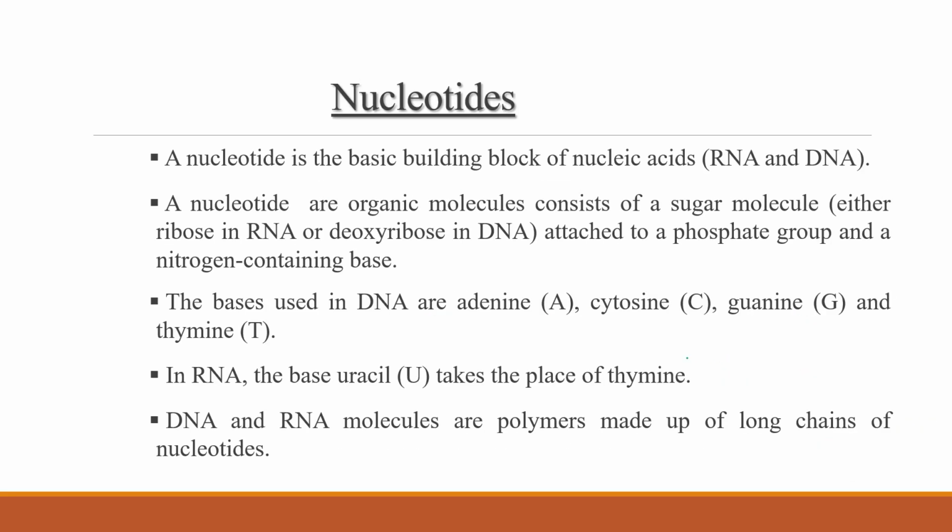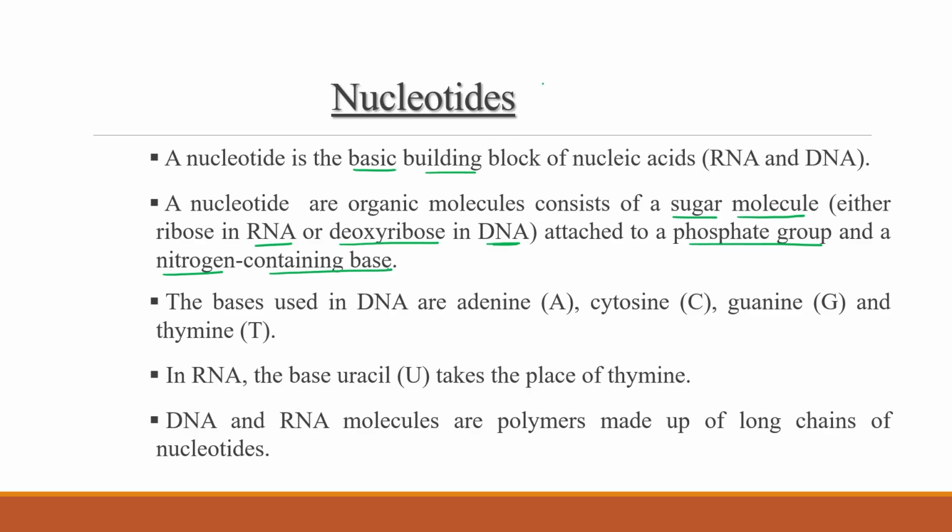Okay, now nucleotides. This is the monomer unit of nucleic acid, right? So the nucleotide is the basic building block of nucleic acid. Nucleic acid may be RNA or DNA. A nucleotide is an organic molecule consisting of a sugar, which may be ribose sugar in the case of RNA or deoxyribose sugar in the case of DNA, attached to a phosphate group and a nitrogen-containing base.